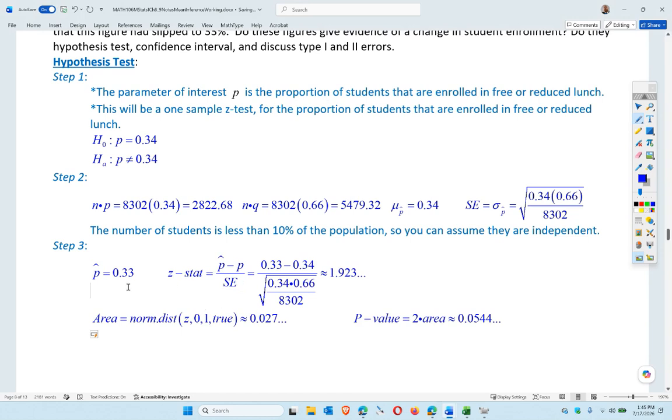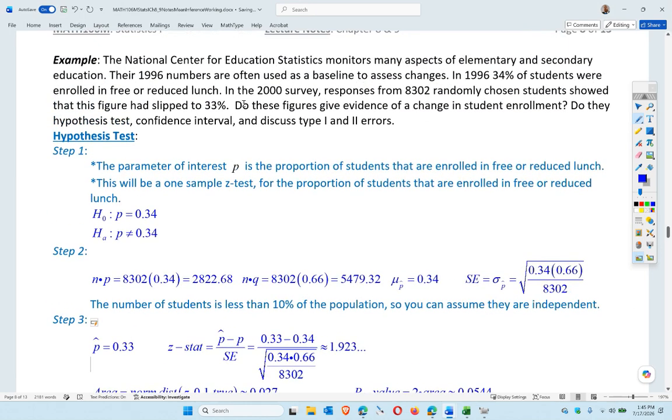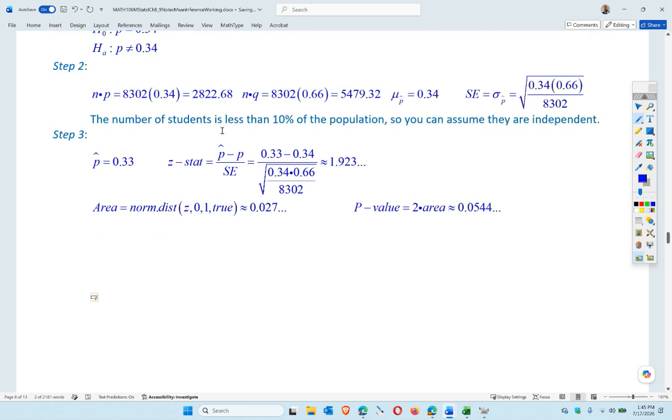So 0.033 was our sample, what it said, right? So it's now 33%. We did our z-stat and we got 1.923. So we did the normal distribution up to there. Wait a minute.